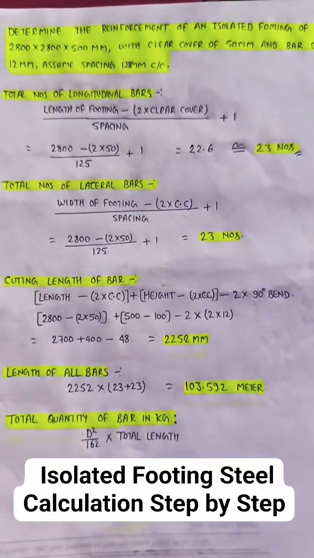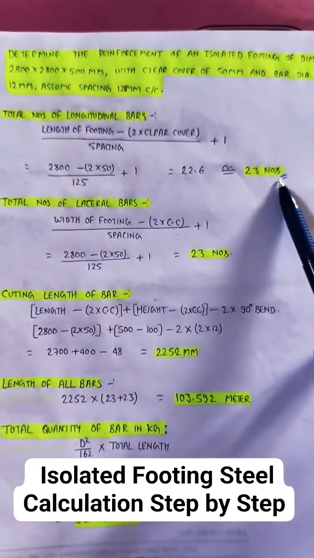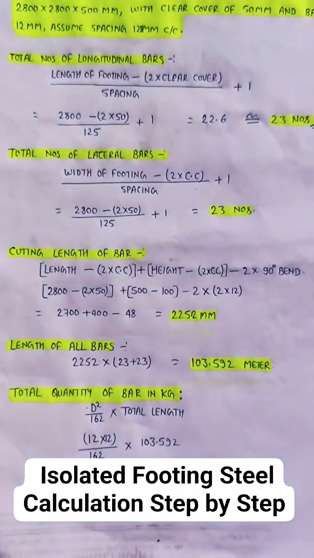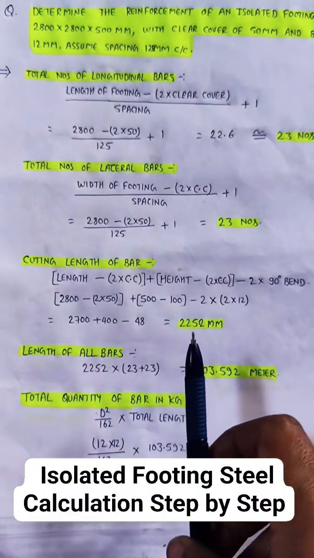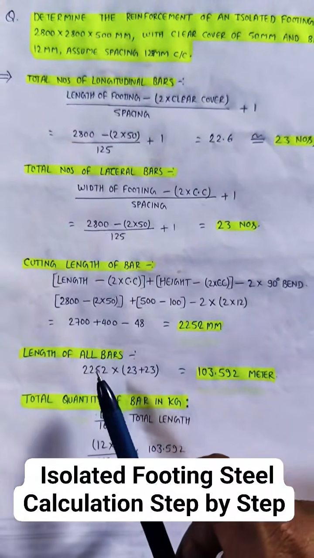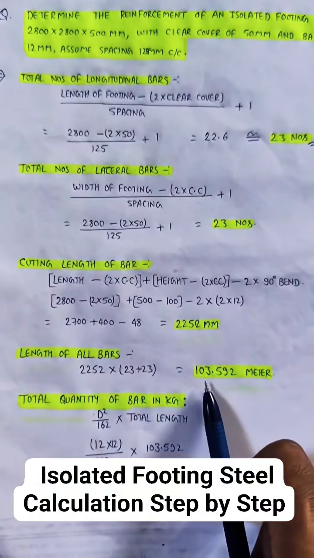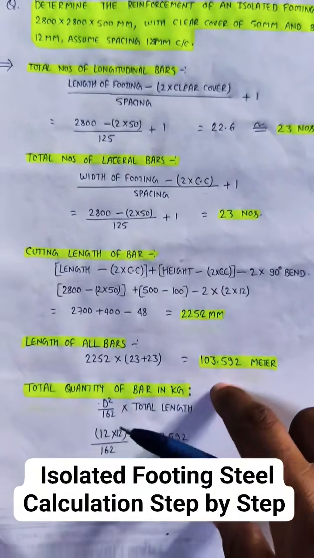Now the length of all bars. We know that there are 23 numbers of longitudinal bars in the x direction and 23 numbers of bars in the y direction. So we calculate the length of all bars. We know the length of one bar is 2252 mm, into 46. We got the value 103 meter 0.592.